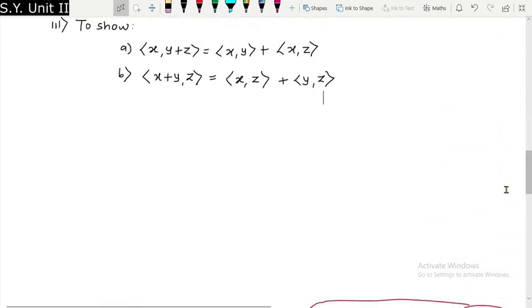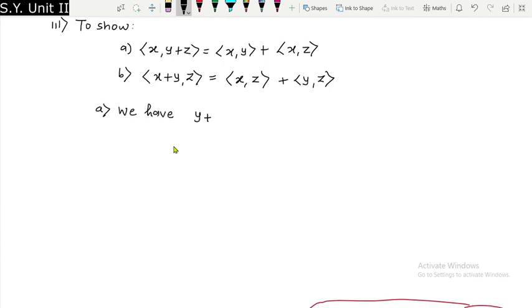So now A, first of all पहिल्यांदा आपल्याला y plus z ची किंमत लागेल. So A प्रूव्ह करूया पहिल्यांदा. So we have, what is our y plus z? Our y plus z is equal to, since our y is y1 y2 and our z is z1 z2, therefore my y plus z will be y1 plus z1 comma y2 plus z2, isn't it?